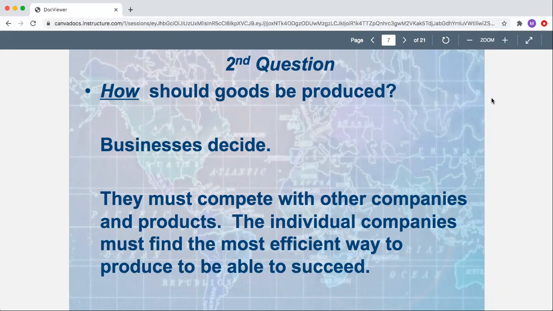They must compete with other companies and products. If you think about stores like Walmart or Target or Piggly Wiggly or Aldi's, they have to decide how they're going to make these products, knowing what the customers want. The individual companies must find the most efficient way to produce to be able to succeed. So not only are they having to figure out what customers want, and they have to make it, they have to do it in a way that will make them money.